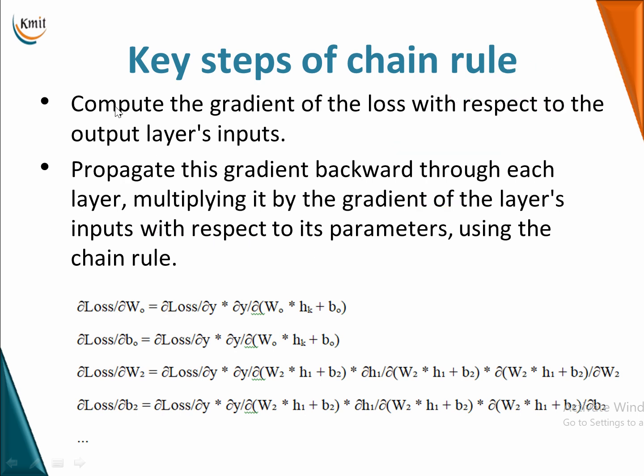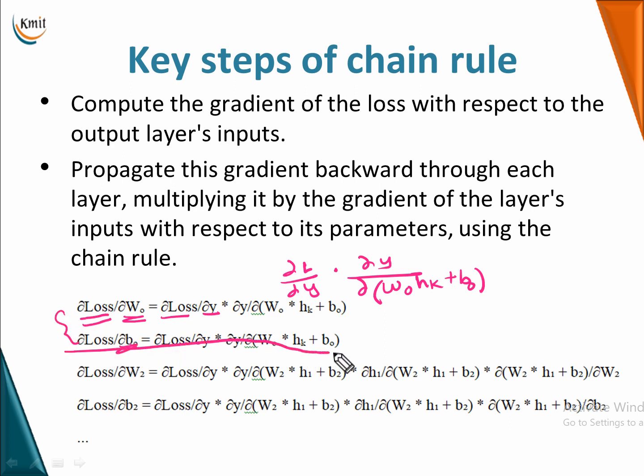So quickly moving on and seeing how it does this. You compute the gradient of the loss with respect to the output layer's input, and then propagate this gradient backward through each layer by multiplying it with the gradient of the layer's input with respect to its parameter. Very simple. As I said, we move backward layer by layer. I am calculating the gradient of the loss function with respect to the first backward parameter W0. It is nothing but ∂loss/∂y into ∂y/∂(W0·HK + B0). Correct? Yeah. Similarly, you will calculate for bias, weight and bias.